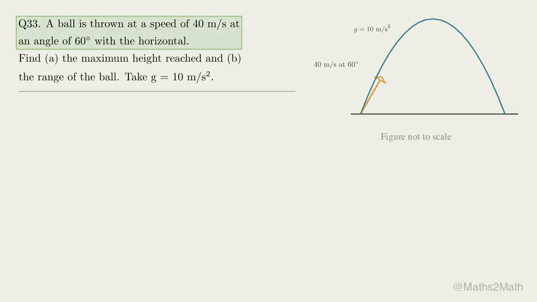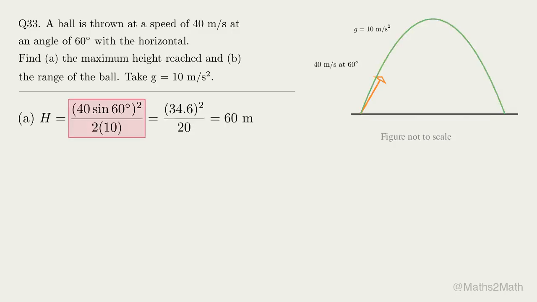Question 33. A ball is thrown at 40 meters per second at 60 degrees above the horizontal. Take g equal 10. Find the maximum height and the range. What does this mean? Split u into components. U sine theta climbs, u cosine theta carries it forward. Maximum height, u sine 60 squared over 2g.